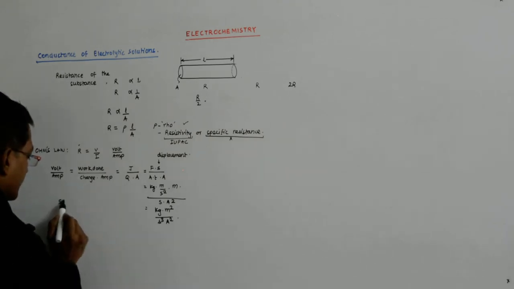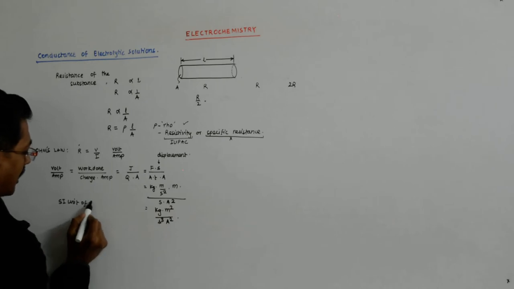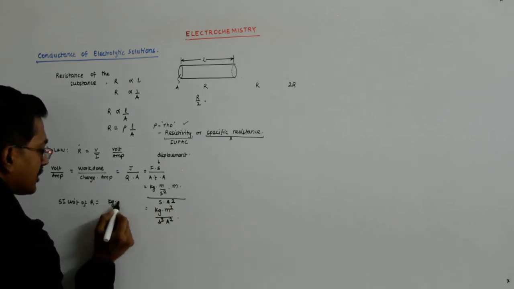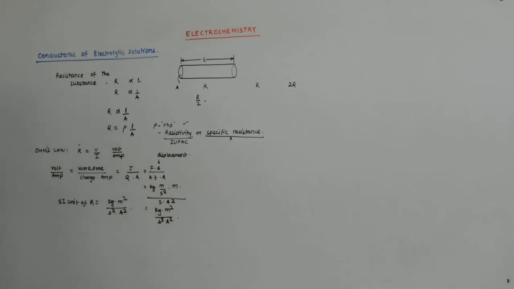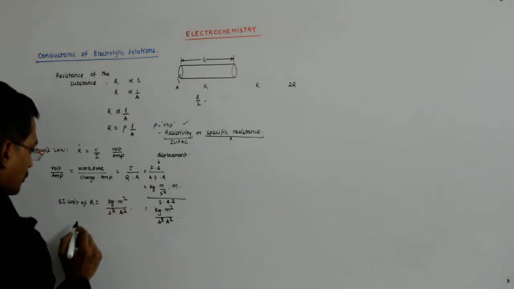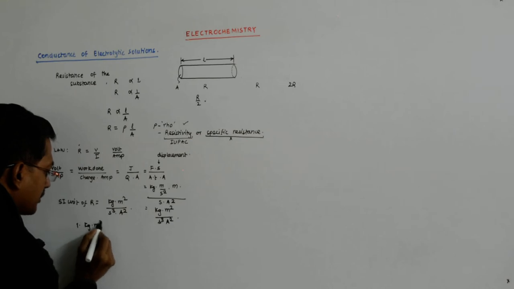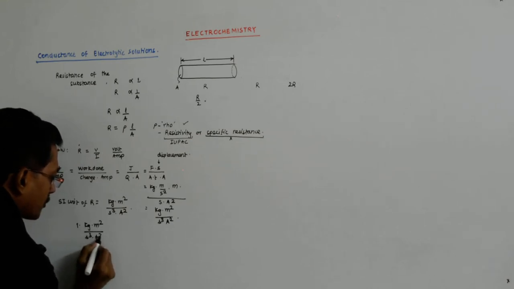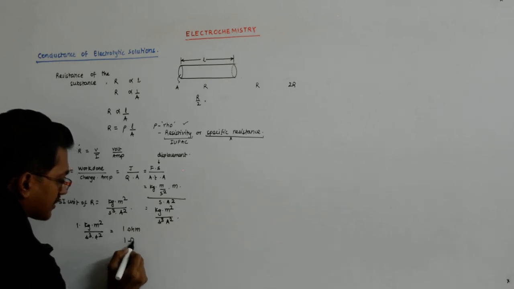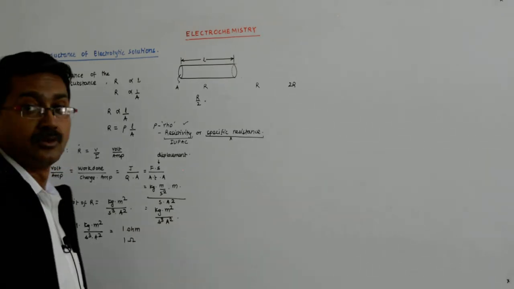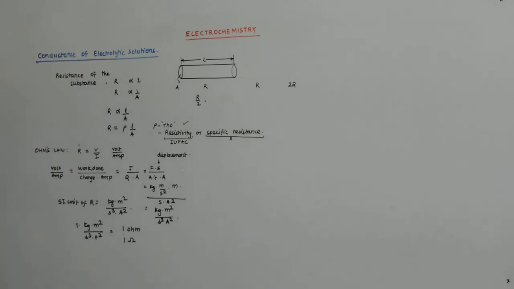So the SI unit of R is kg meter square per second cube ampere square. And 1 kg meter square per second cube ampere square is termed as 1 ohm, designated by the capital Greek letter omega. So that is our SI unit of R.